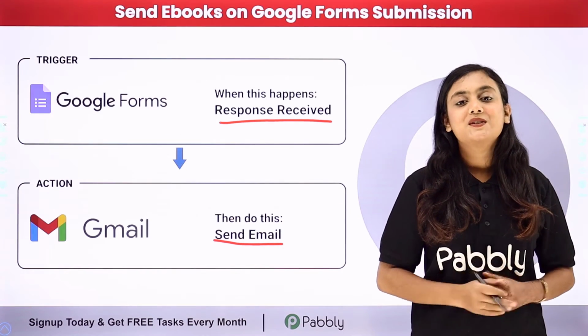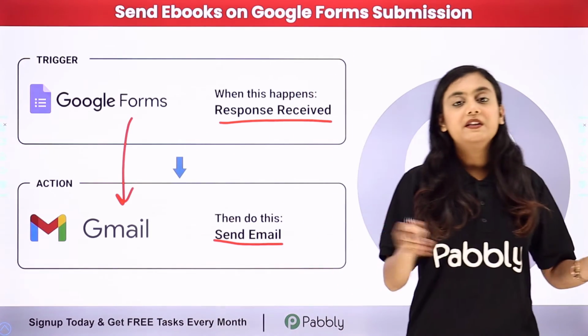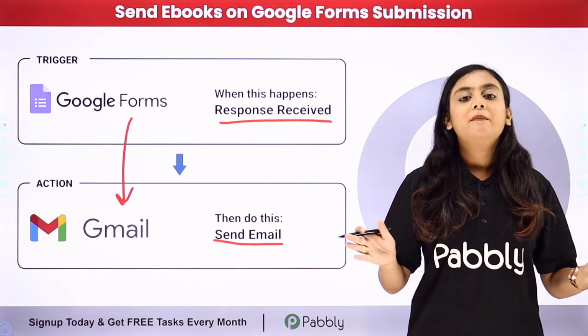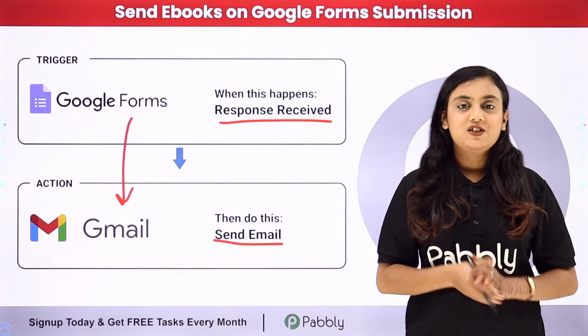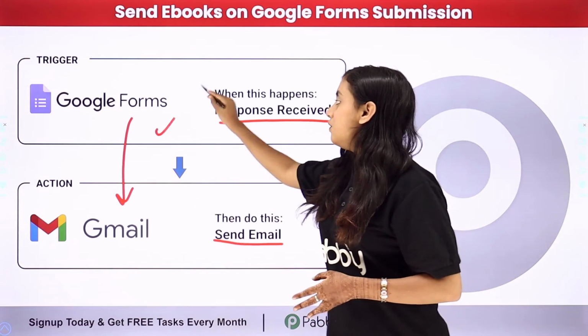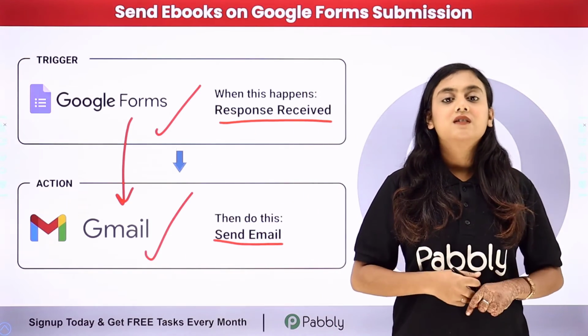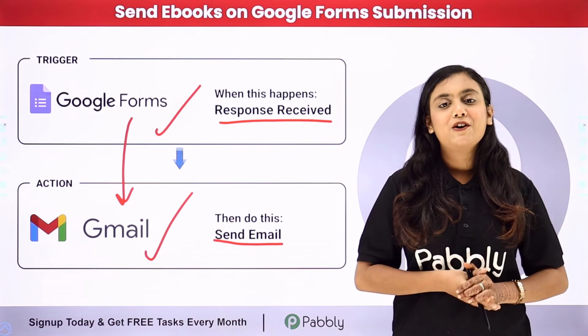For that, what you're going to do is, we have to create an automation between Google Forms and Gmail with the help of Pabbly Connect. Pabbly Connect runs on two principles, that is trigger and action. In this process, my trigger application is going to be Google Forms and my action application is going to be Gmail. If you want to learn how to do this automation, then let me take you all to my screen.